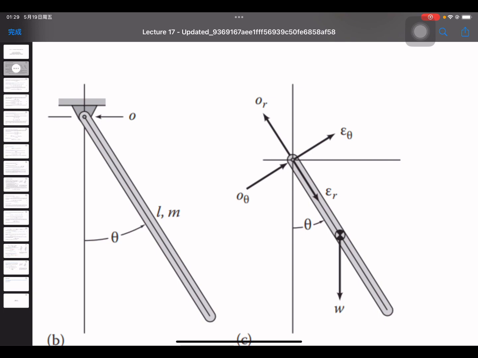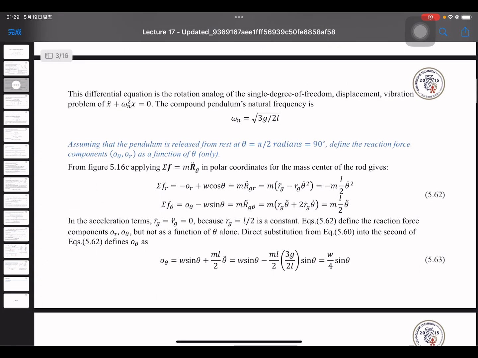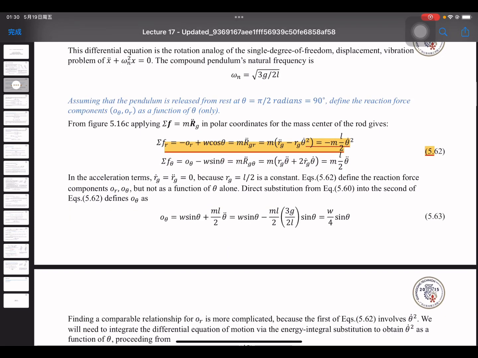But here the drawing is different for me, so I cannot really explain why it is drawn like this. You should know it, and you can ask teachers or students later, or search the internet. For the sum of the forces, here we are using the knowledge we learned in lecture 2. For the sum of the forces in the theta direction, it will be this way. In the acceleration terms, r G dot equals 0, because r G is the radius, equal to L over 2, which is constant.